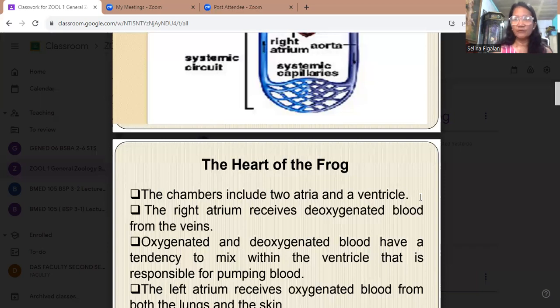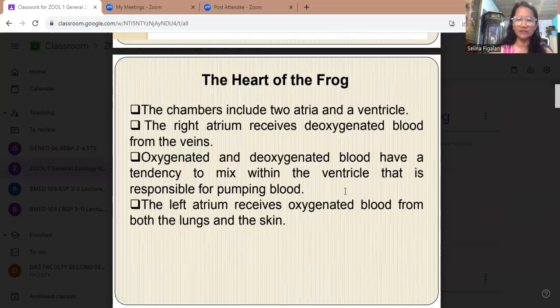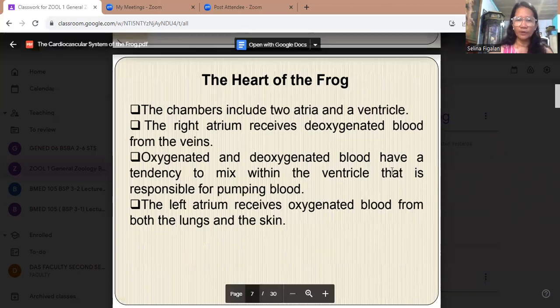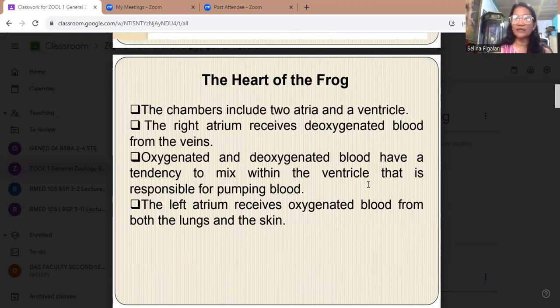And when you say the ventricle, this is a part of the heart which is used as a pumping organ, or the one that pumps the blood. That is the reason why it is larger compared to the atria in terms of size. Okay, oxygenated and deoxygenated blood have a tendency to mix within the ventricle. Di ba? Kasi pumping organ. Ang ventricle natin ay pumping organ. So, pag pinapump yung blood, dumadaan na siya sa proseso ng ventricle.